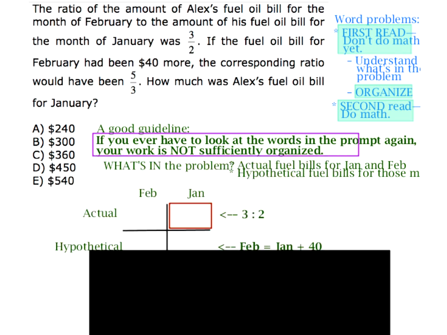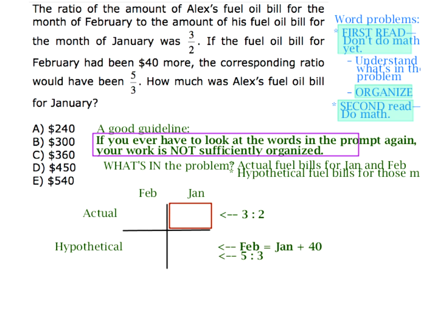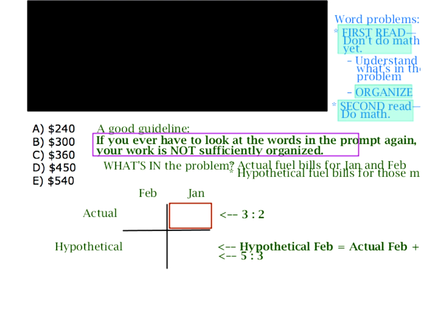Why is February, January plus 40? Because look at this. When you're talking about hypotheticals, if the fuel oil bill had been 40 more, sorry, it's 40 more than it was. So that's wrong. You're right. February is actual. Thank you. It's hypothetical February is actual February plus 40. See, I'm just testing you guys to see if you're paying attention. So Jagdish is paying attention. So is Varun. And so is Janine. Thanks. Okay, so now we can black that out for real.